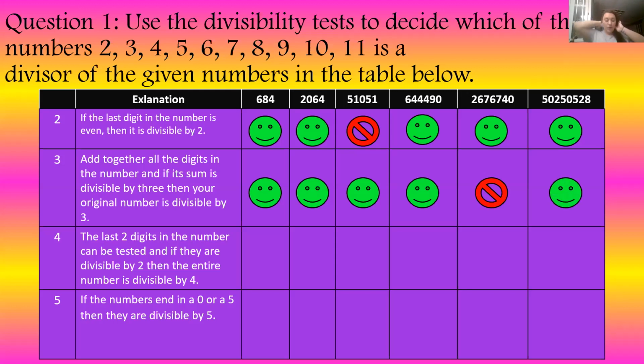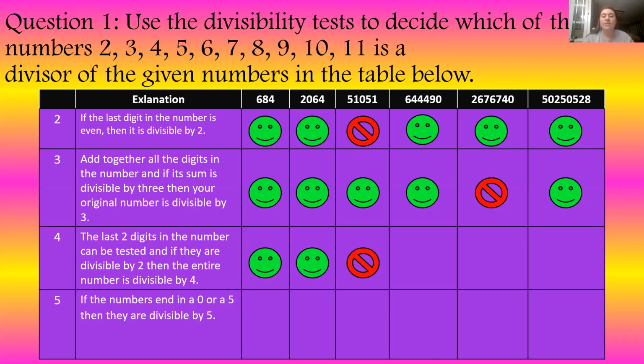Okay, so now on to 4. So for our numbers to be divisible by 4, the last 2 digits in the number can be tested, and if they are divisible by 2, then the entire number is divisible by 4. So 84. That's divisible by 2 because it ends in an even number. So it is divisible by 4. 2064, it is also divisible by 4. 51,051, it didn't work for 2, so it's not going to work for 4.